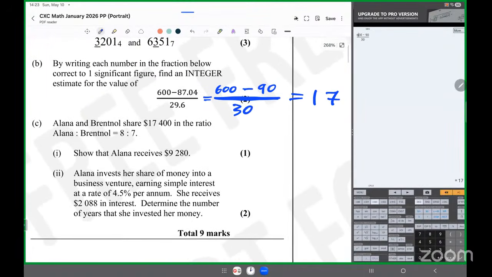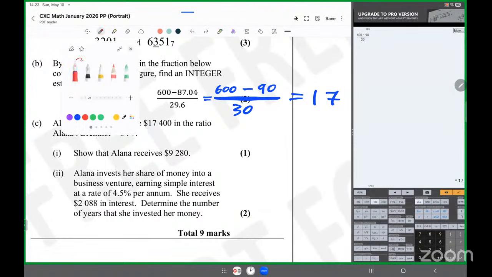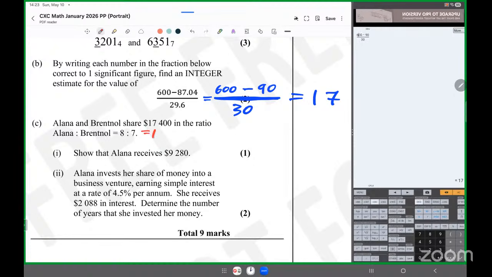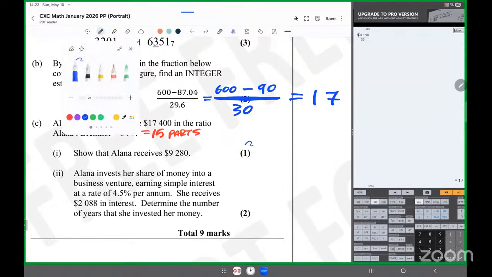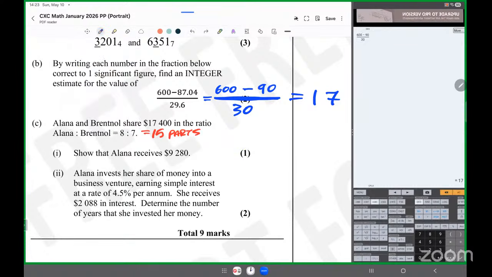This one says they are sharing this amount of money in the ratio 8 to 7. The 8 to 7 has 15 parts, doesn't it? One getting 8 out of the 15 and one getting 7 out of the 15 parts. Show that Alana received this amount of money. Alana gets the 8 part, doesn't she? So Alana receives 8 out of the 15.